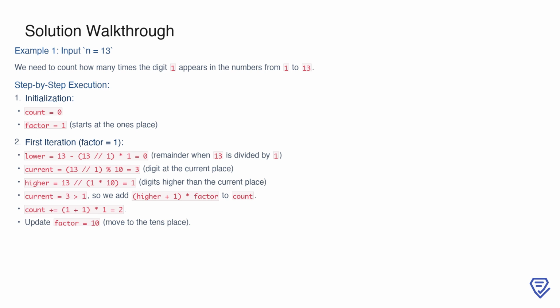In the first iteration, we calculate 3 components. Lower, which is the remainder when 13 is divided by the current factor, is 0. Current, which is the digit at the current place, is calculated as 3. Higher, which represents the digits to the left of the current place, is 1. Since the current digit is greater than 1, we calculate the contribution of this place by adding (higher + 1) * factor to the count. This gives us an increment of 2, making count equal to 2. Then, we move to the tens place by updating factor to 10.